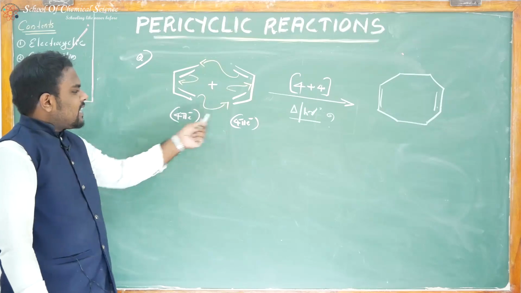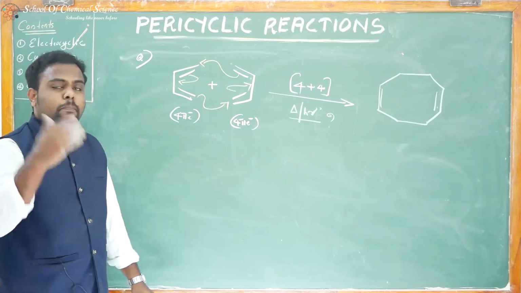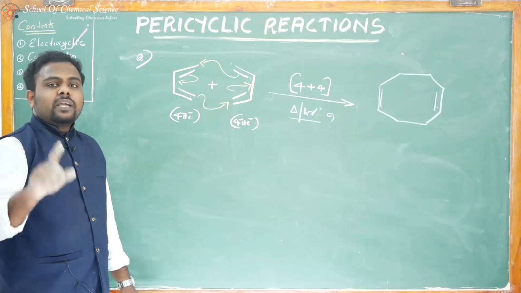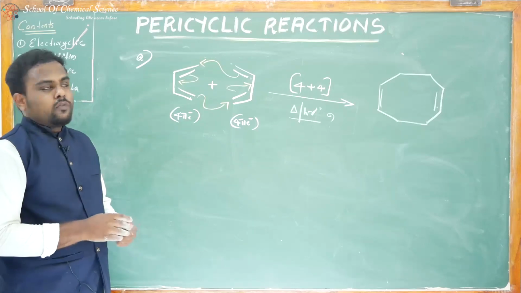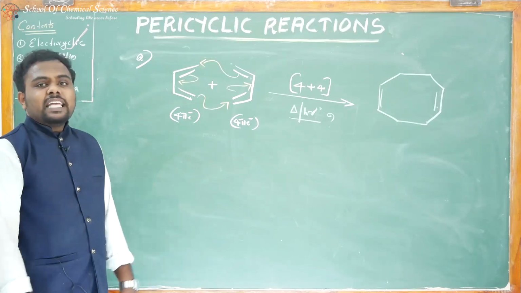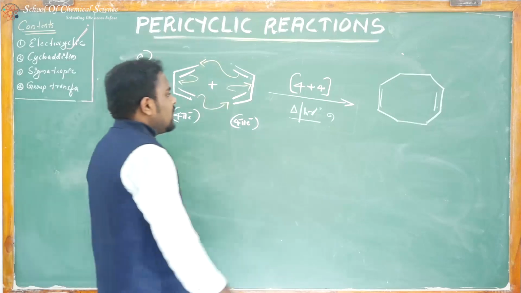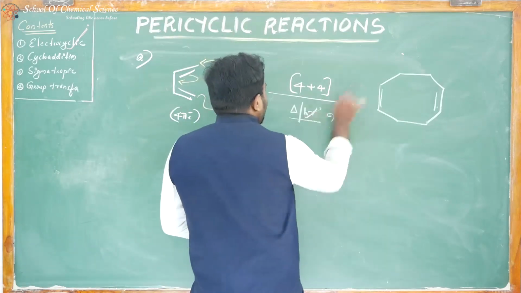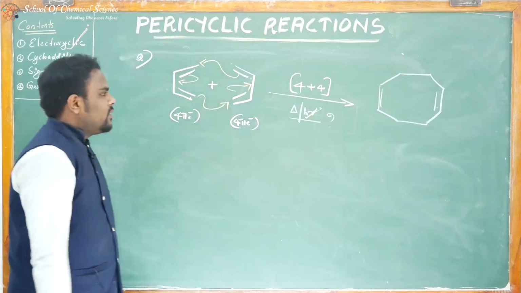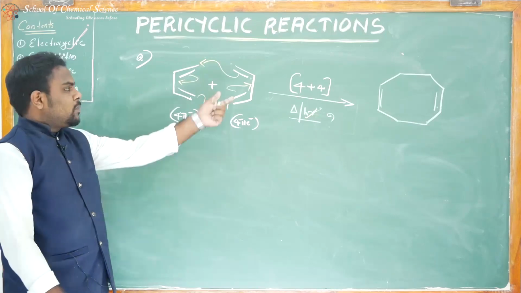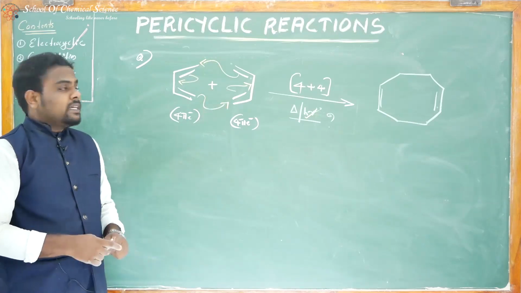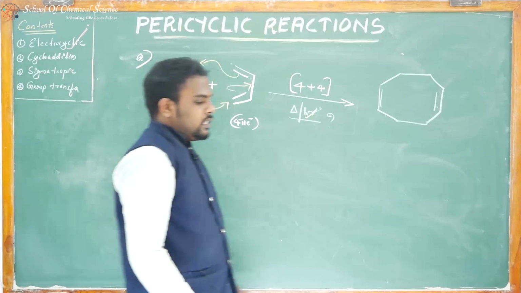Here 4 pi electrons are there. Here also 4 pi electrons. So 8 pi electrons. 8 pi electrons means 8 by 2, 4 pairs of electrons. 4 is an even number, therefore the condition will be photochemical condition. So 4 plus 4 cycloaddition reaction takes place under photochemical condition.